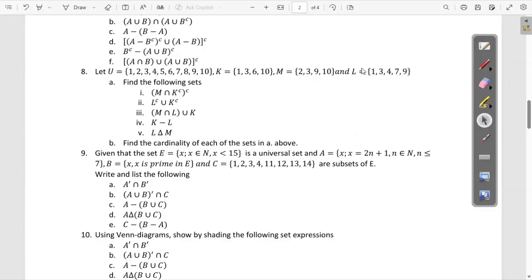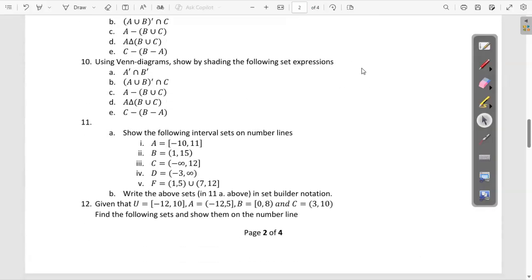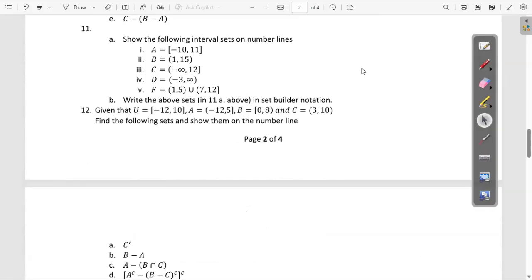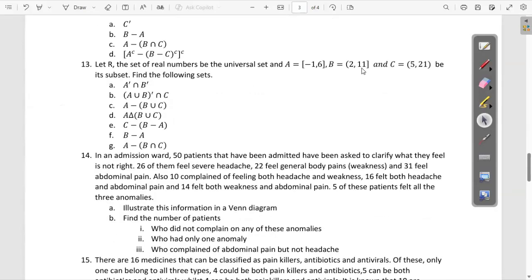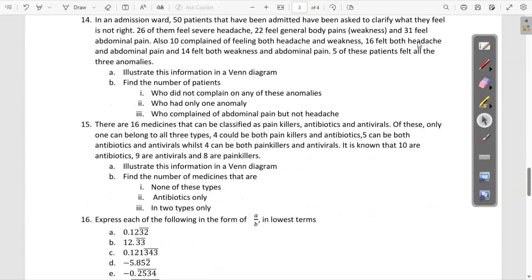You can see here we are using set operations to combine sets. We'll talk about set interval notation. You can see from questions 11, 12, 13, that's several set interval notation. And then we'll look at how we can apply this set theory to real life situations, maybe at the hospital and the like, real life medical situations. That's where questions 14 and 15 come in.